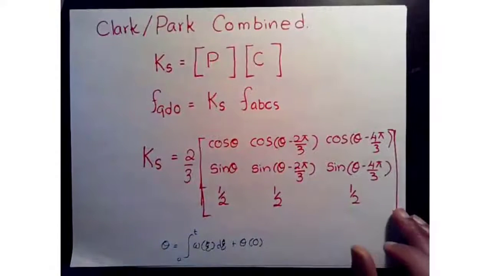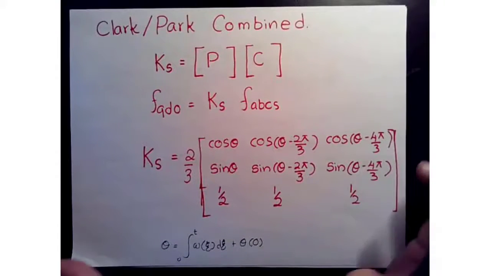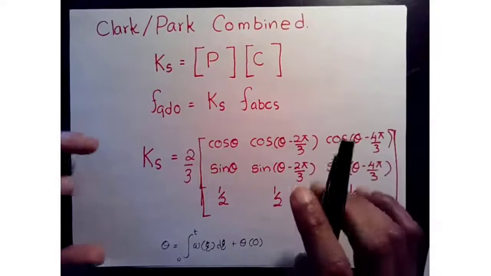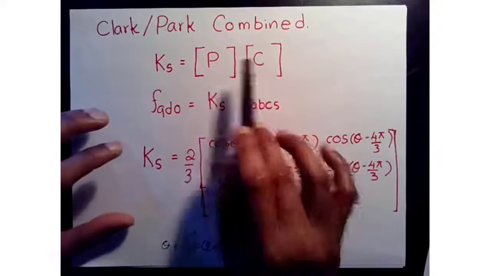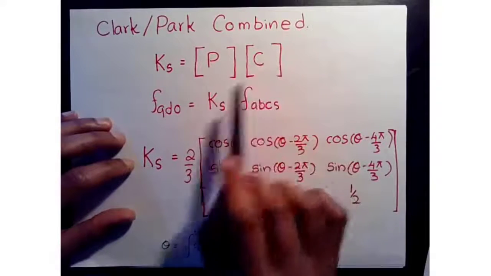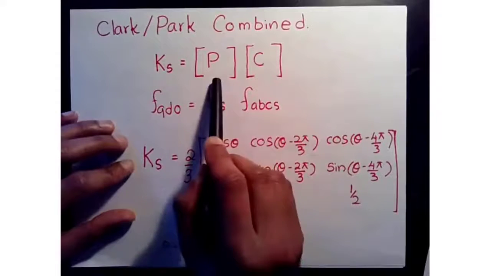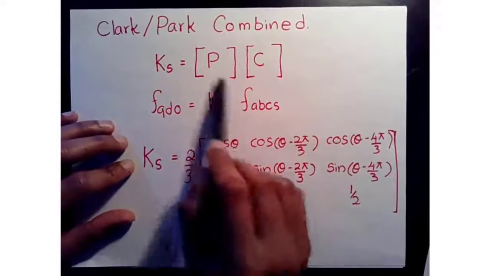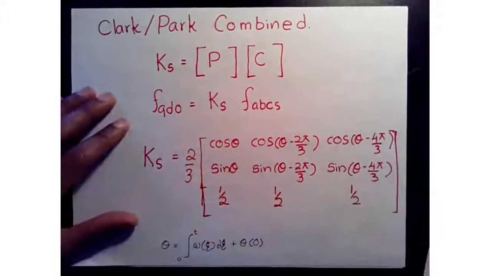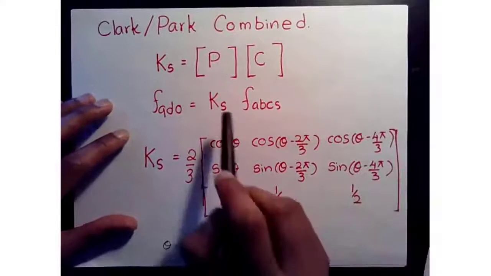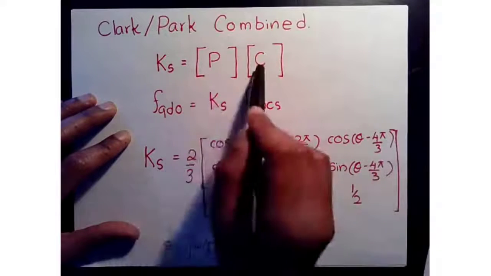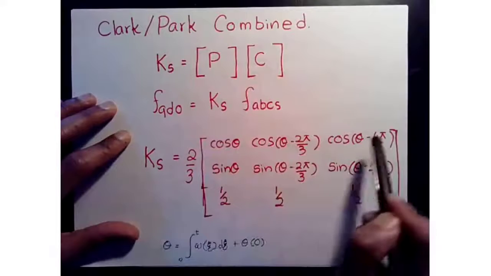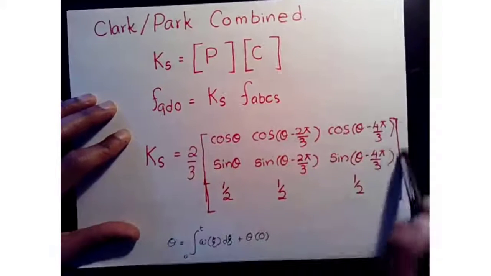Right. So in general, to make our life easier, we have a Clark and a Park transform. Instead of treating them separately, we combine them into one transformation. You use a reference frame KS, at least that's what I'm used to learning with. You can call it any name you want. And then that combined transformation matrix is this matrix.